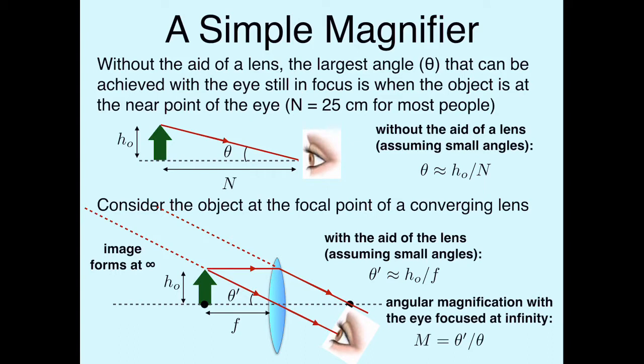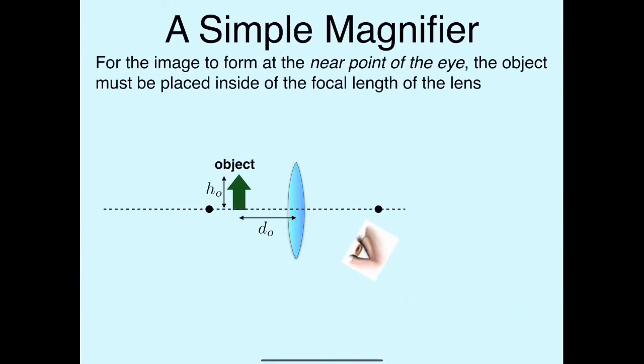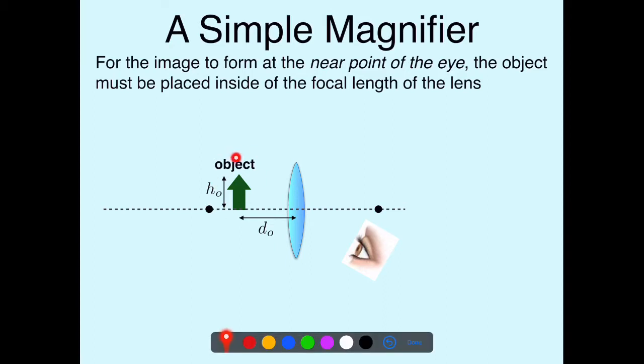Now the angular magnification is defined as theta prime over theta. So this divided by this will give us N divided by f. So it's your near point divided by the focal length of the lens. That's the angular magnification you're going to get if your eye is focused at infinity, as we said earlier. Okay, so of course we don't have to place the object right at the focal point of the lens. We can put it anywhere, and depending on where you put the object relative to the lens, you'll get different amounts of angular magnification.